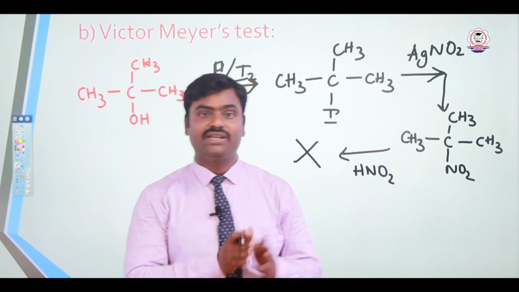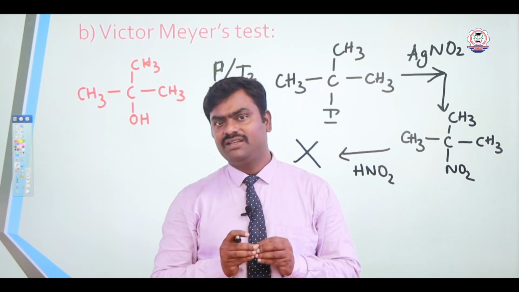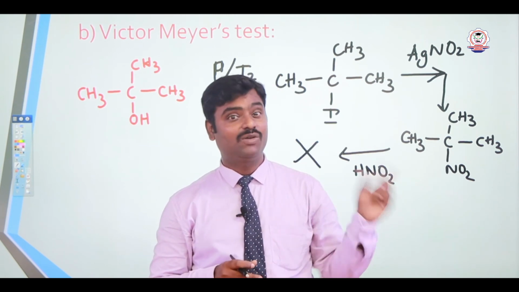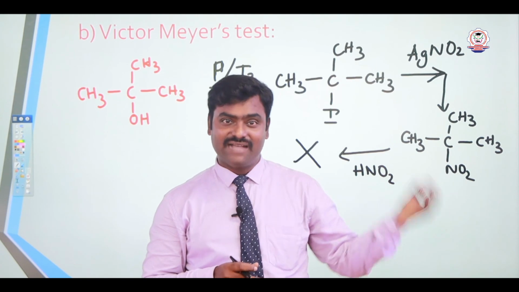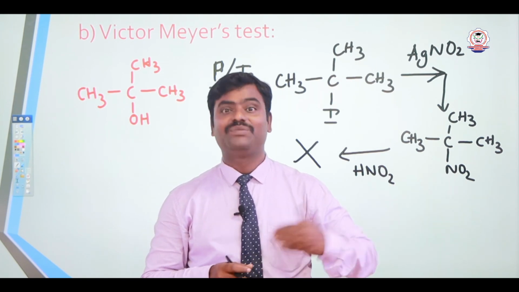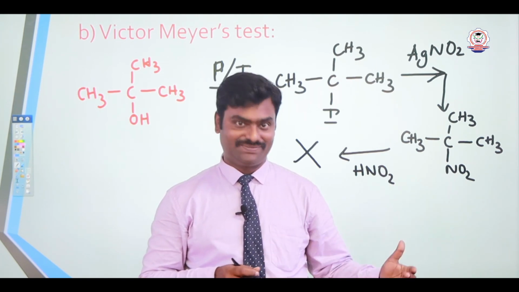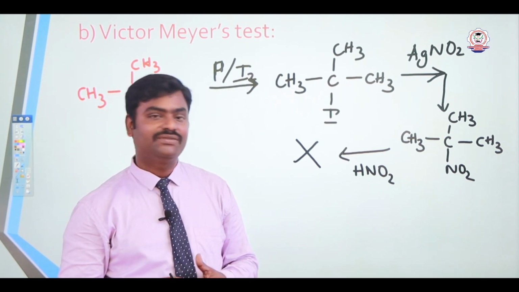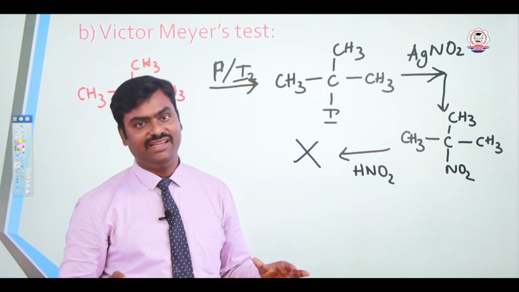But the Victor-Meyer test gives a colored compound with the primary alcohol, whereas Lucas reagent gives the quickest answer with the tertiary. In the Victor-Meyer test, primary gives red color, whereas secondary gives blue color. And finally, with the tertiary, you are not getting any color.